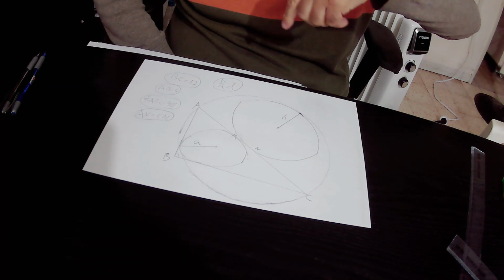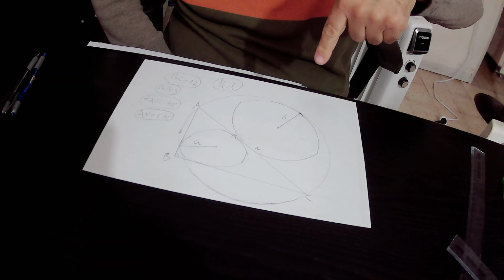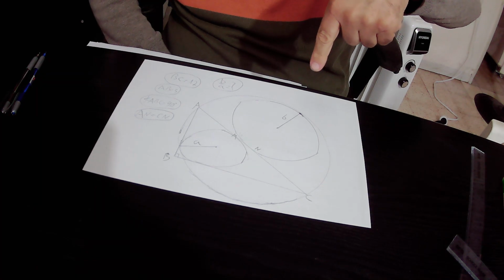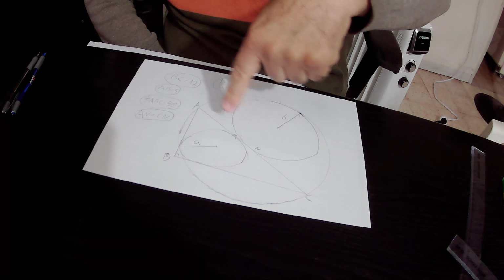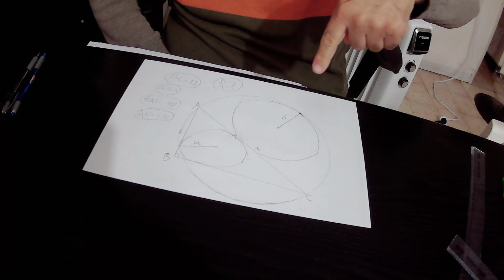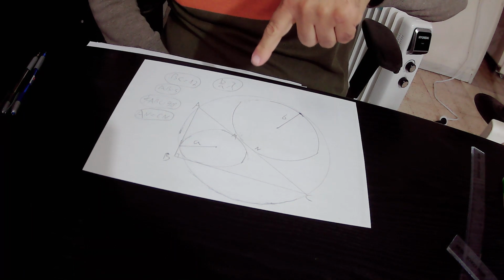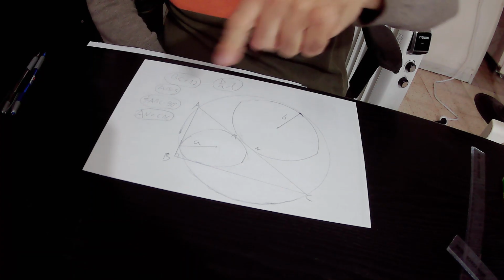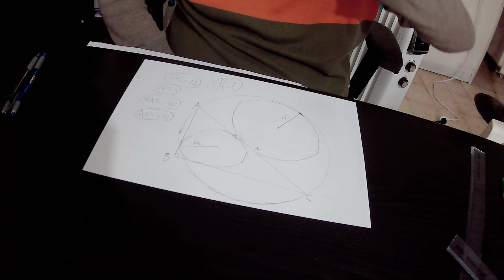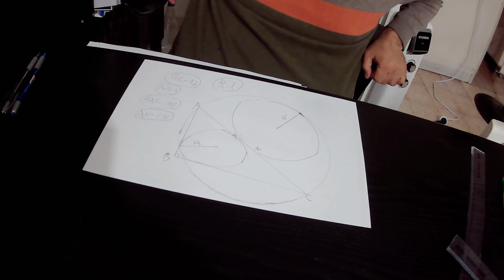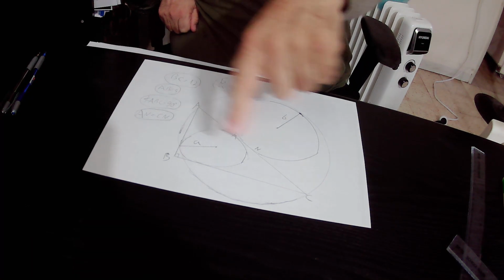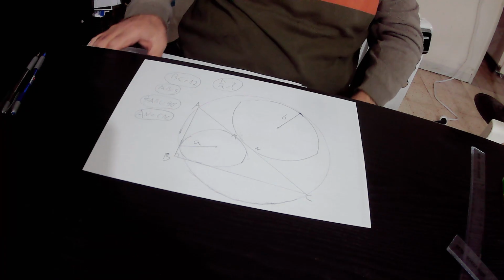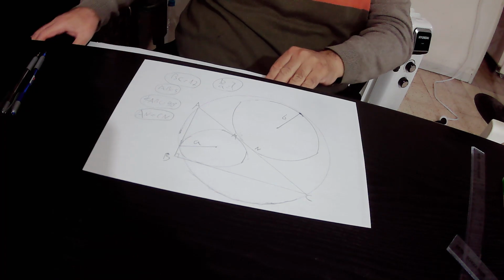Our mission is to find out the ratio between the two radii, the radius of this circle and the radius of this circle, or in other words, to find out the ratio of B over A. So first of all, we'll implement the Pythagoras theorem on the right triangle ABC.